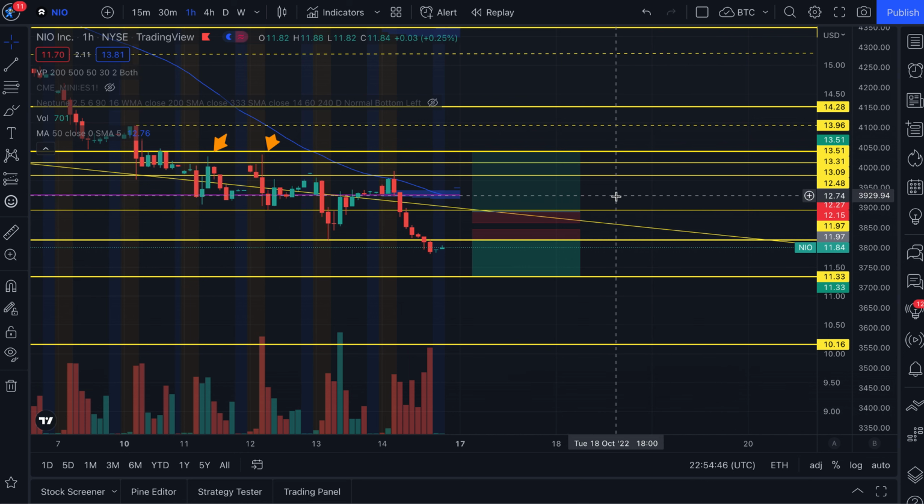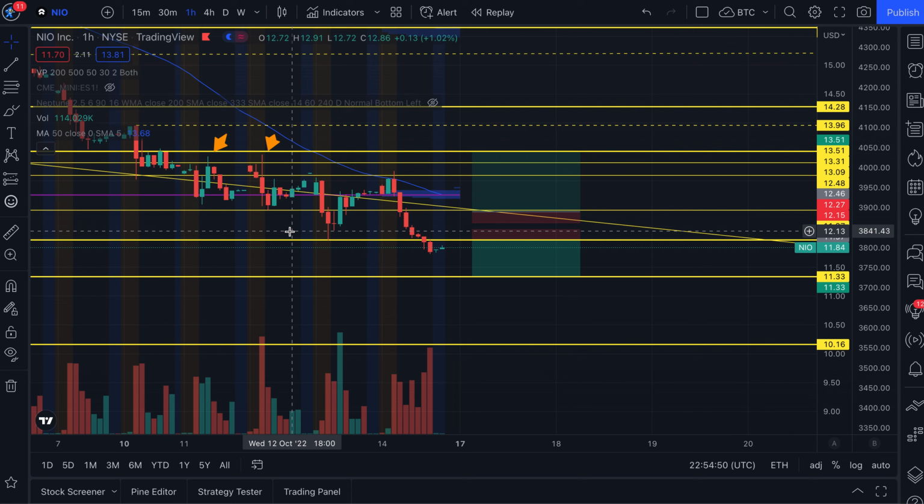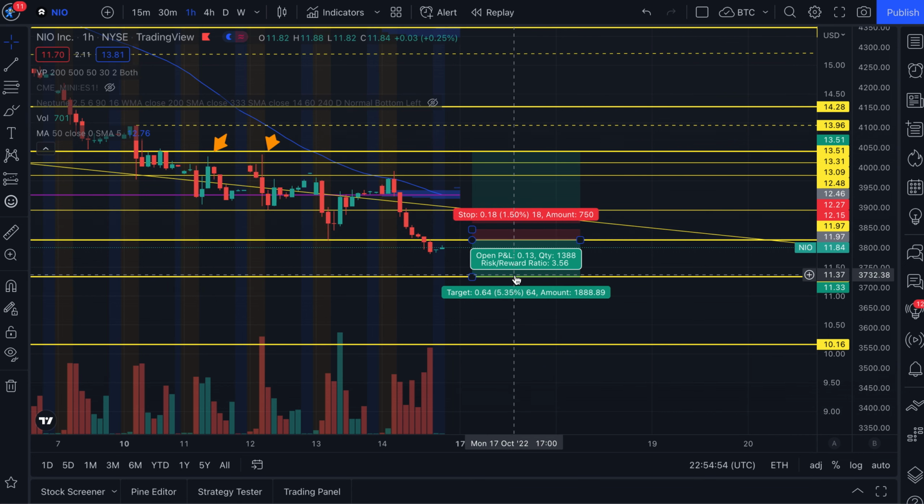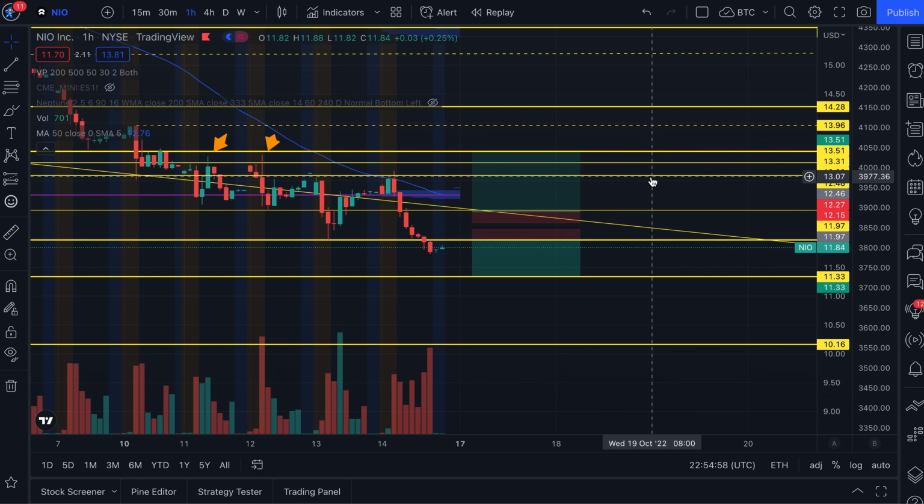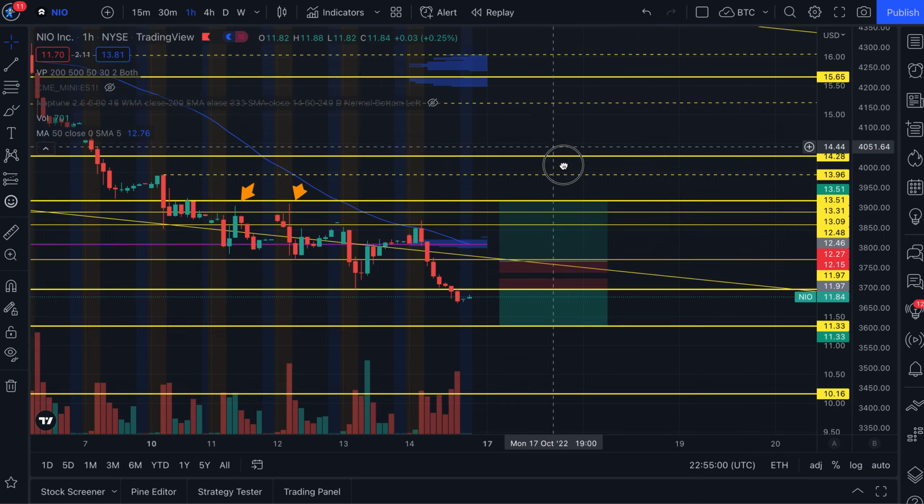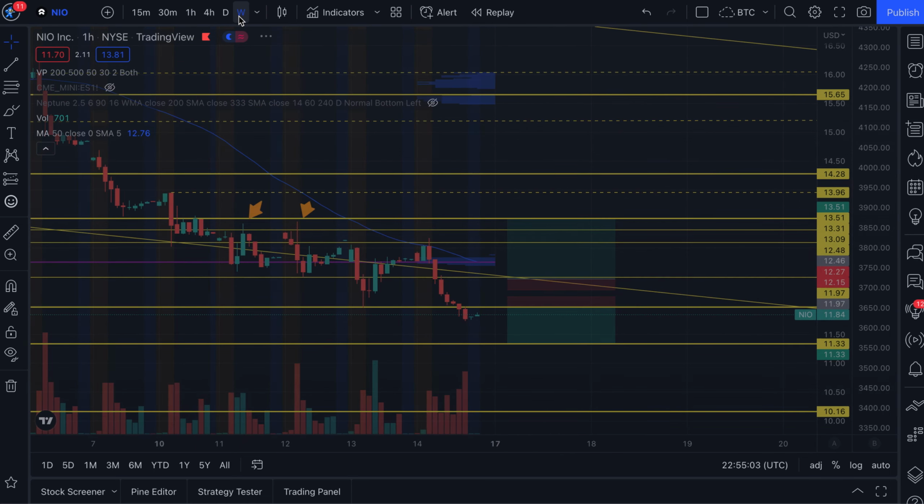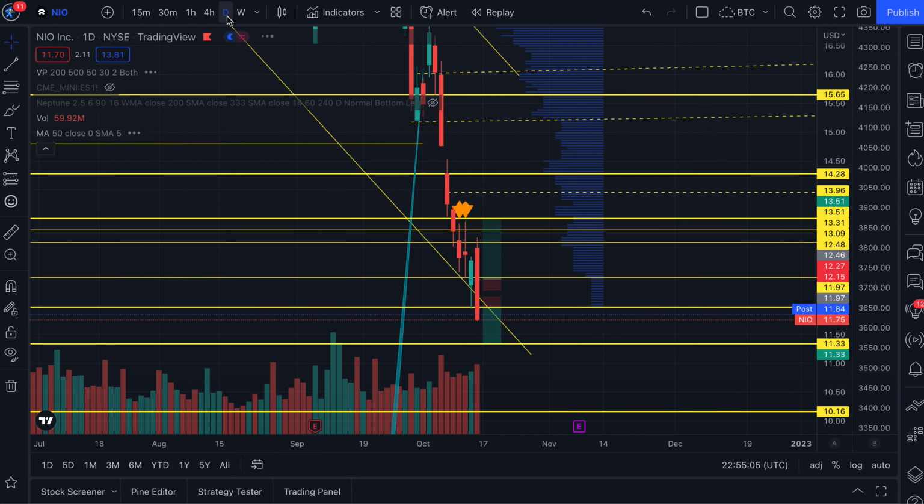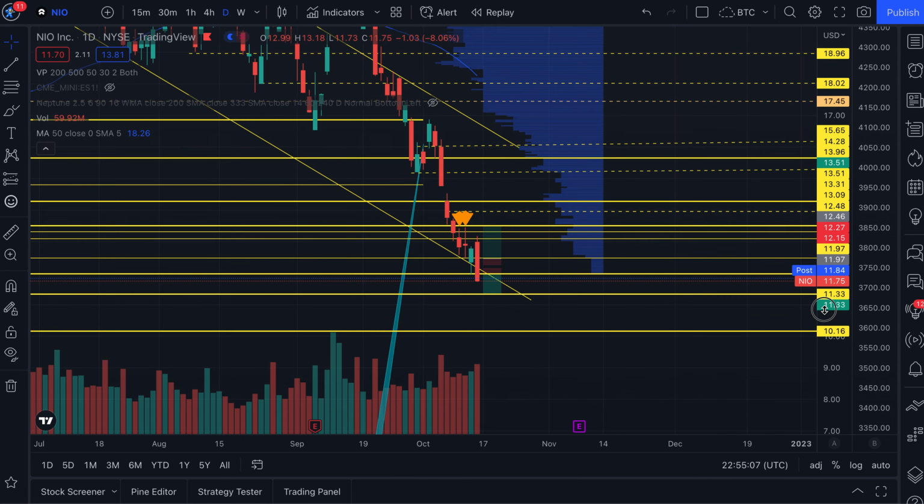Okay, so that was our play for NIO the past couple of weeks, and it will be our play for NIO for the next week coming up. The SunPower one, I didn't really look at it that much. Oops, let me just make sure that I didn't miss anything on the daily.